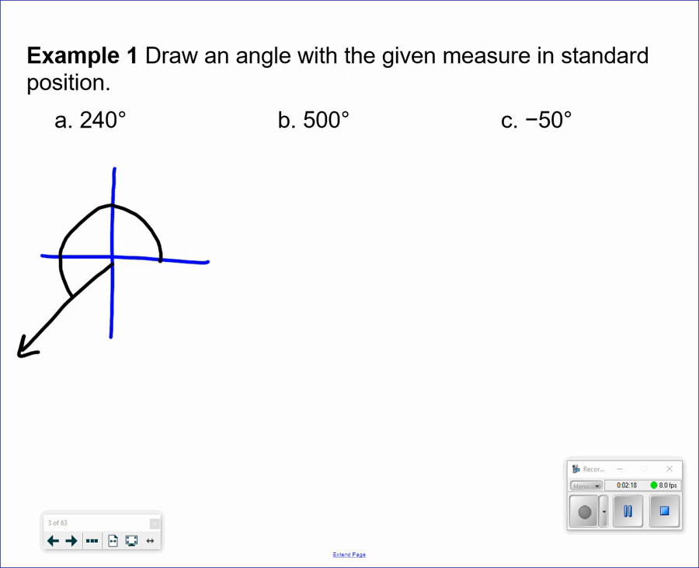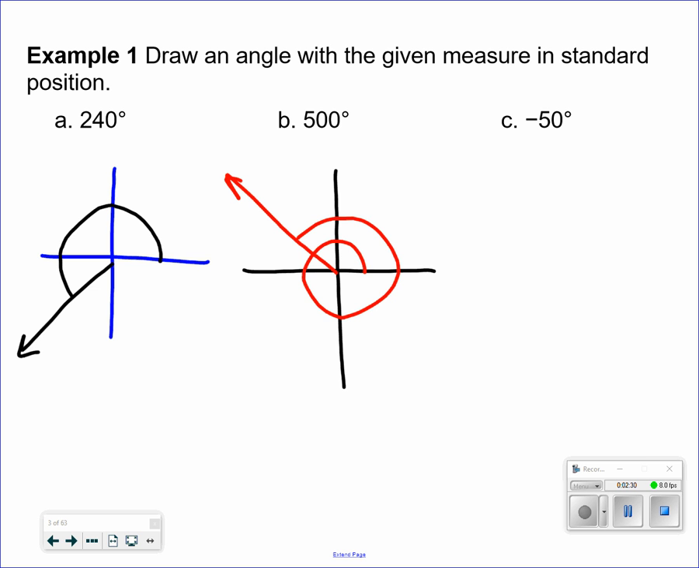So 500, positive 500. I'm going to go all the way around here because there's 90, 180, 270, 360, 450, and then we're talking about 50 degrees past that. So again, we're going to be in the second quadrant. Negative: now going around the other direction, negative 50 degrees. Just drawing the angle in the correct quadrant for right now.